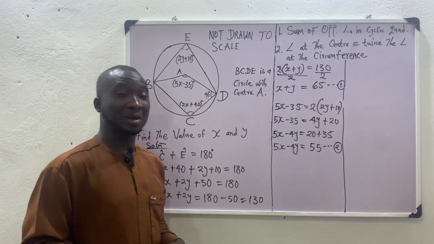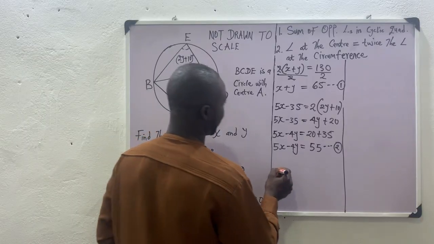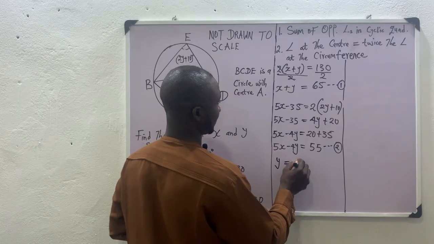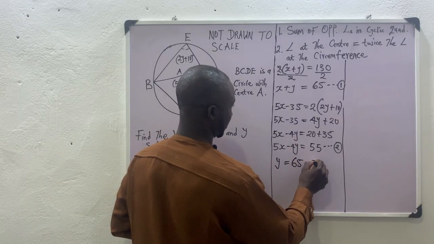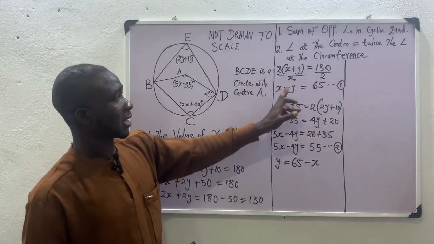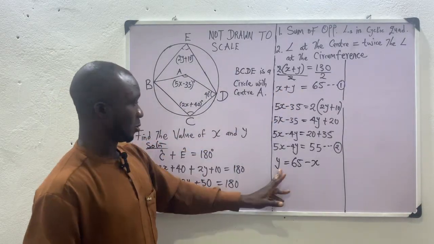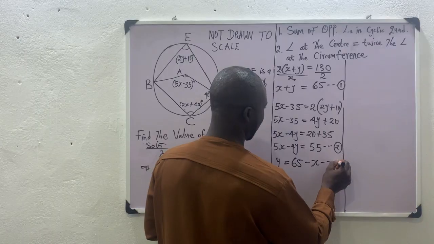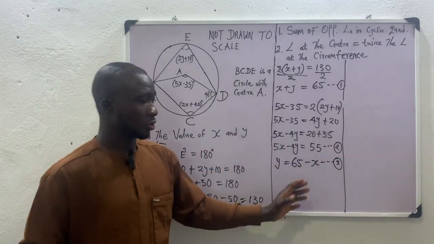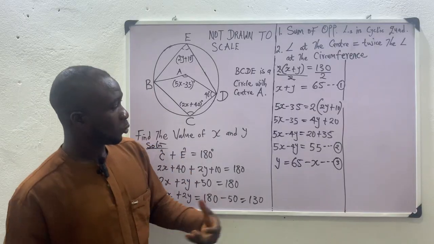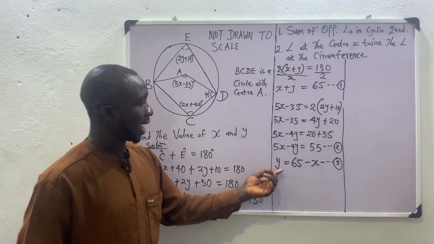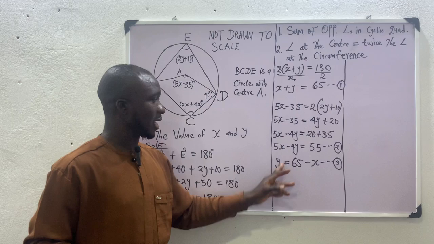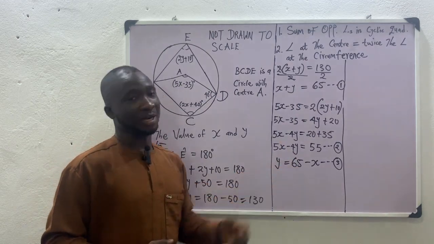And if we decide to make y the subject of the formula, we then have that our y will be the same thing as 65 minus x. That is, when we subtract the variable x from both sides of the equation, we will have that y is equal to 65 minus x. Let's call this our equation 3. So at this junction, what we do is we replace y in equation 2 because we made it the subject in equation 1. We then replace this y in equation 2 using 65 minus x.